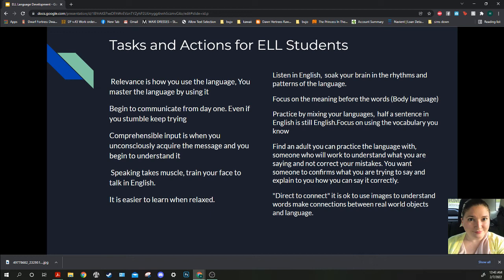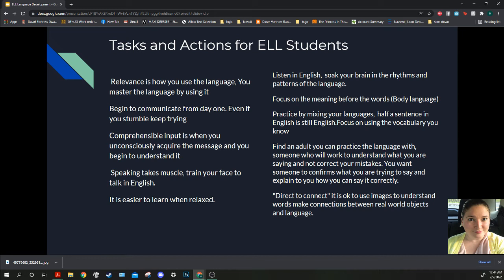Comprehensible input is when you unconsciously acquire the message and you begin to understand it. Speaking takes muscles, training your face to talk in English. So when you are dealing with vocabulary with a student, the way you pronounce a word, taking the time to slowly enunciate, showing them how their lips are supposed to move, how their tongue should sit in their mouth. This gives them the ability to learn those skills so they can become fluent speakers.